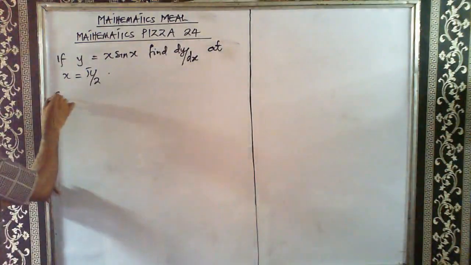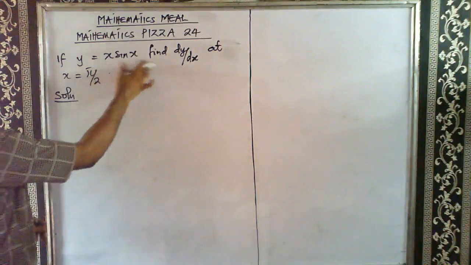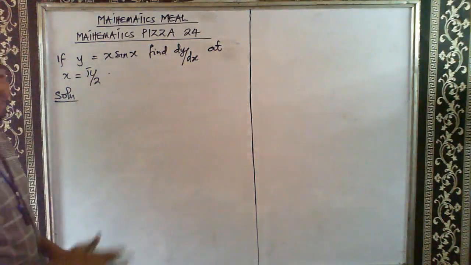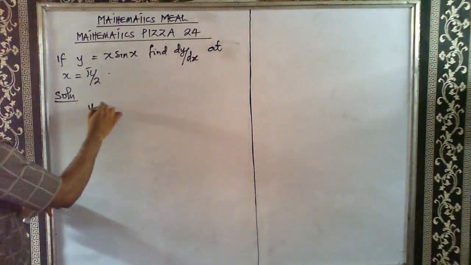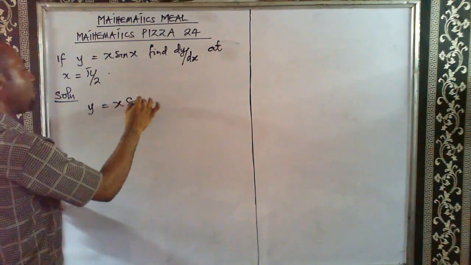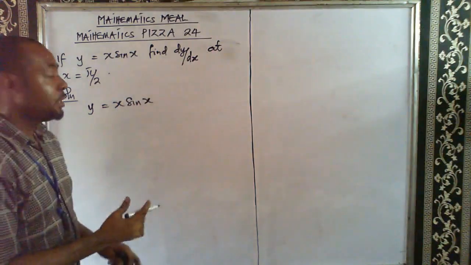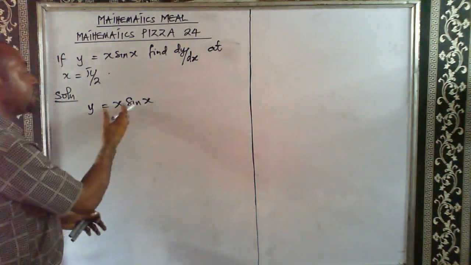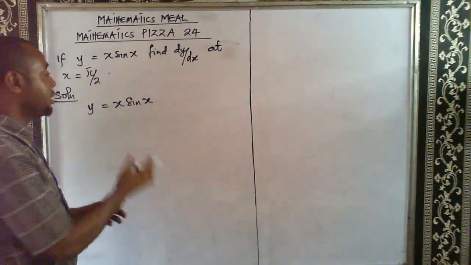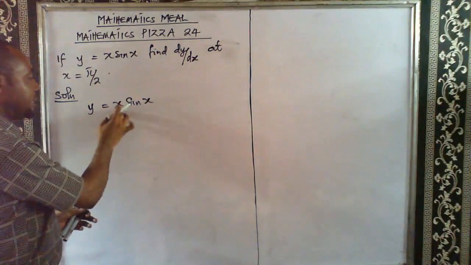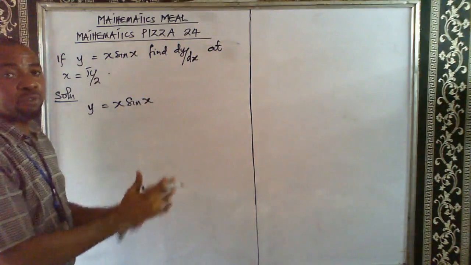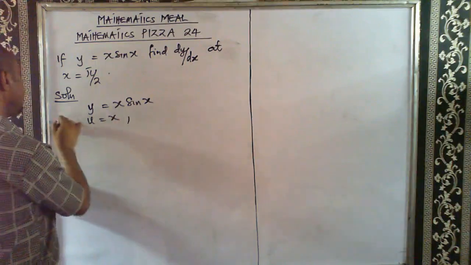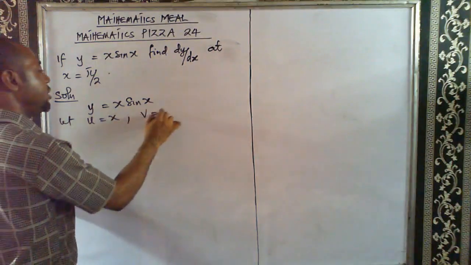So, if y is equal to x sine x, find dy dx at x equals pi over 2. Now we have y is x sine x. Now we know that this is where we apply product rule because x is multiplying sine x. We have a function in terms of x, another function in terms of x, and they are multiplied. So I can say let u be x and let our v be sine x.